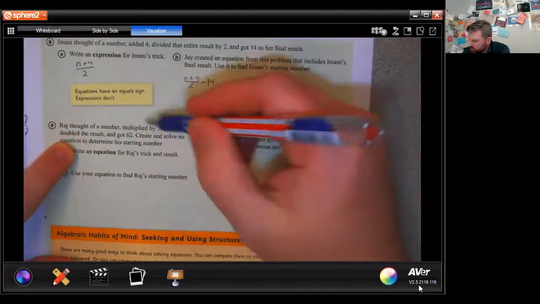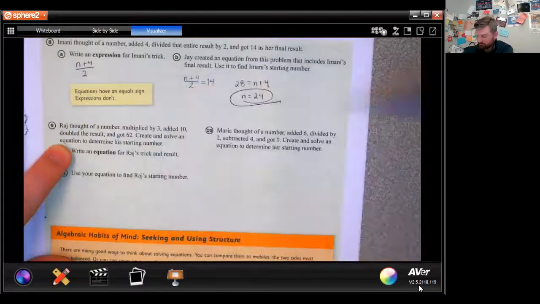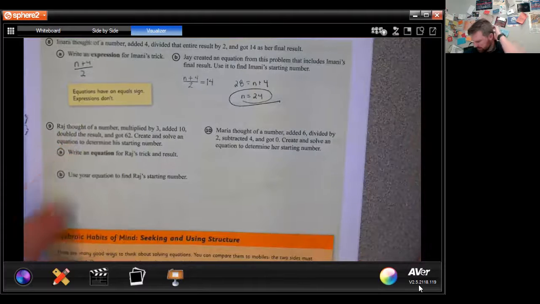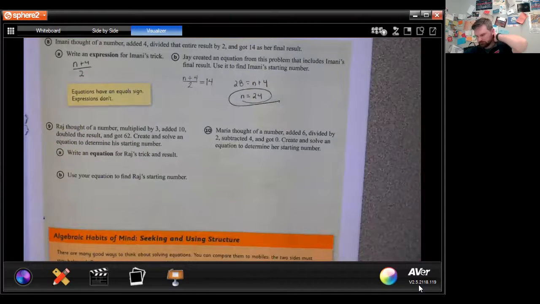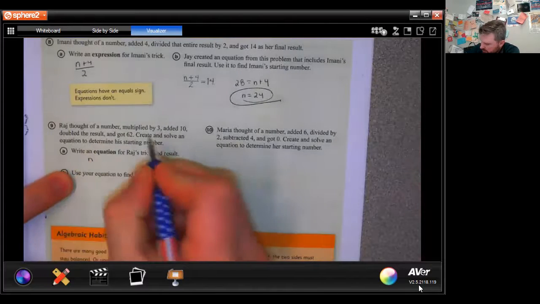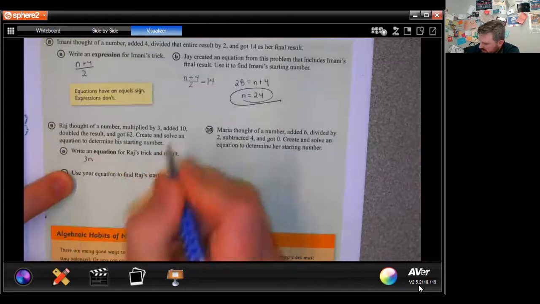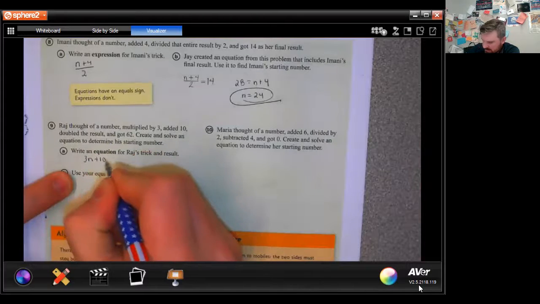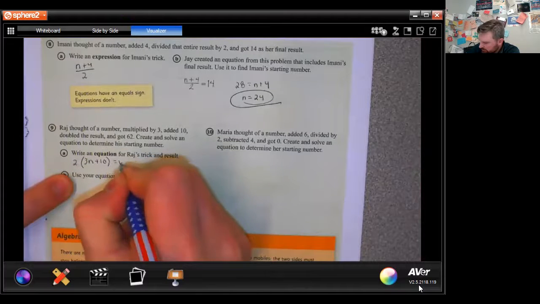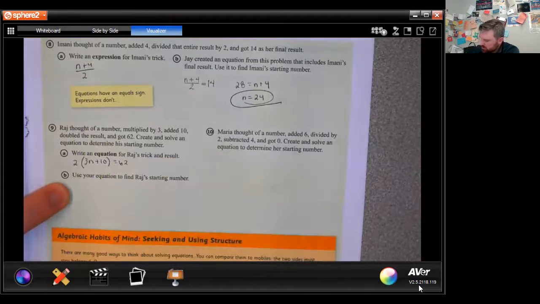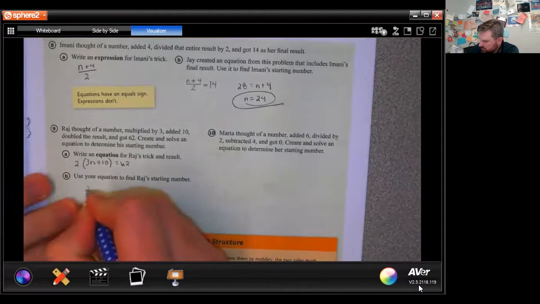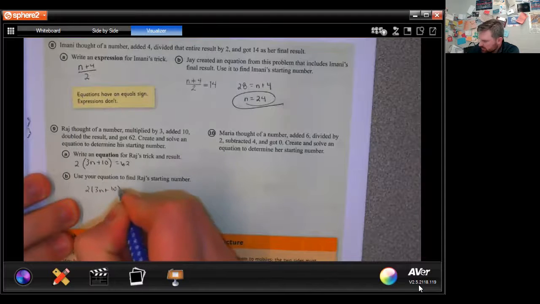Raja thought of a number, multiplied by 3, added 10, doubled the result, and got 62. Create and solve an equation to determine his starting number. Okay, so write the equation. So thought of a number, multiplied by 3, added 10, and then doubled that result. So doubled that whole thing and got 62. Okay, use your equation to find Raja's starting number. Okay, so 2(3n plus 10) equals 62.